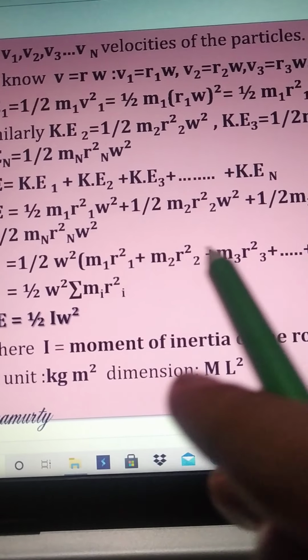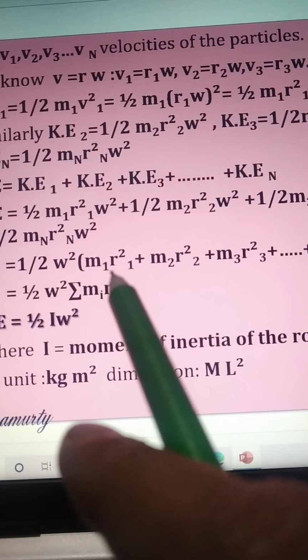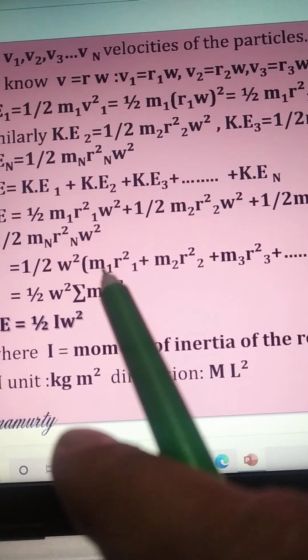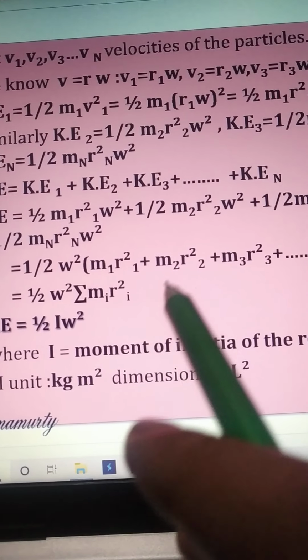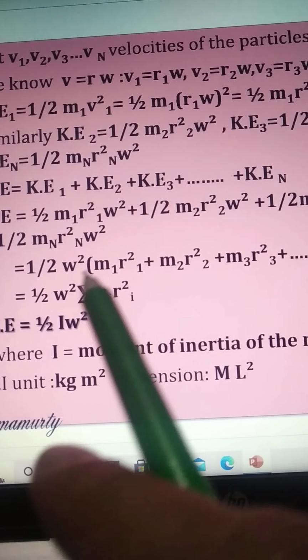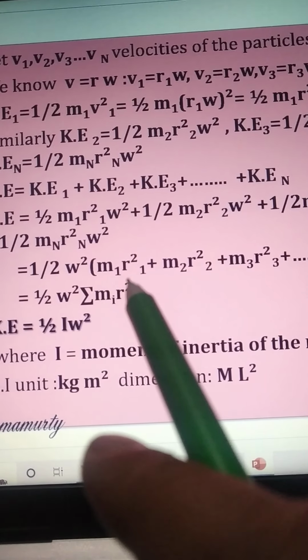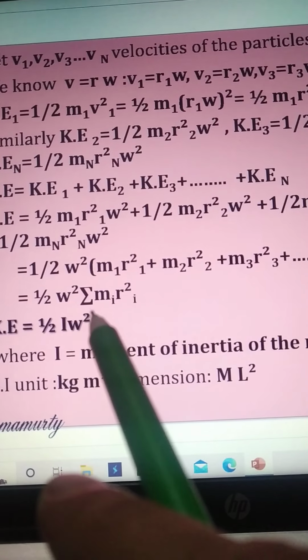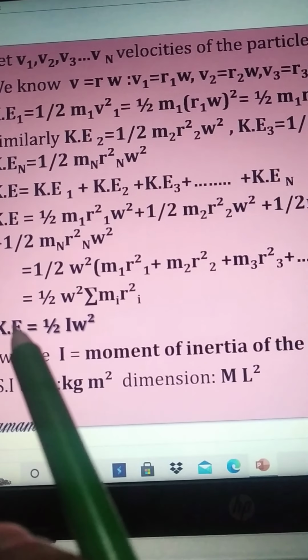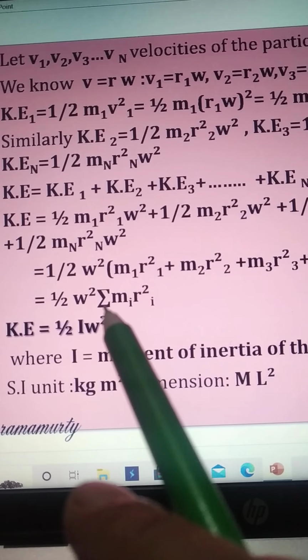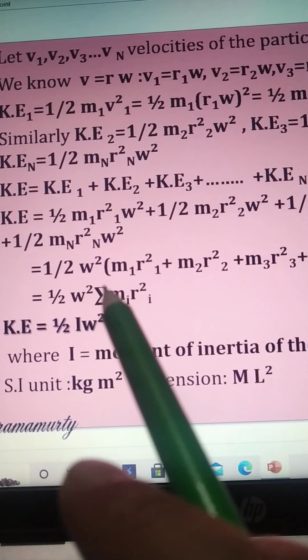This is nothing but the summation of m_i r_i squared. So we put here the summation of m_i r_i squared, with i from 1 to n, correct? So write down i from 1 to n.